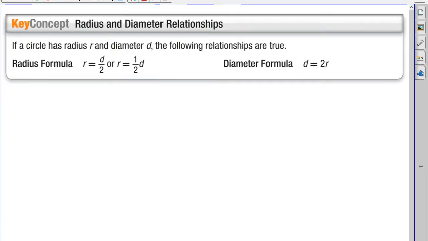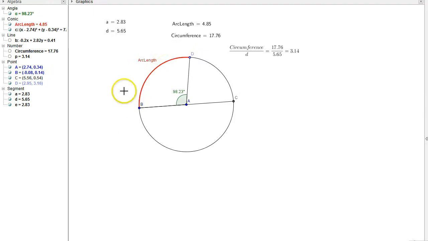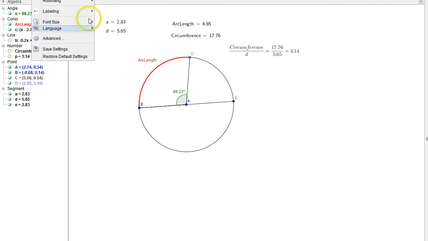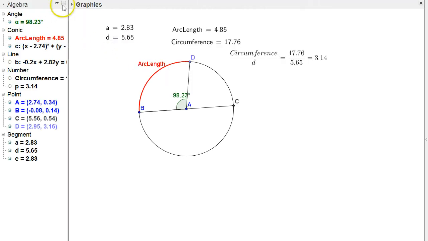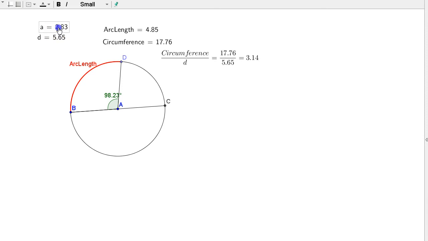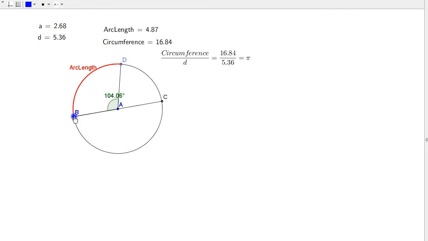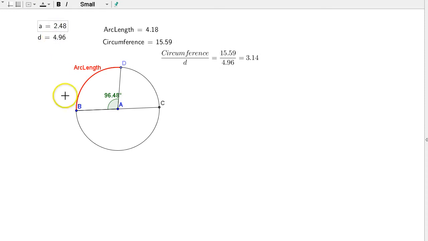All right, other relationships in a circle. If a circle has a radius R and diameter D, the following is true. The radius is the diameter divided by 2, or half the diameter. And the diameter is double the radius. I've got a little drawing here to show you that. Let's change the font size, let's make it 18, that should be big enough for you to see. So A is the radius, D is the diameter. I probably could have renamed this R, but every time I change the circle's size, this one's always double this one. So the radius is half of the diameter, and the diameter is double the radius.